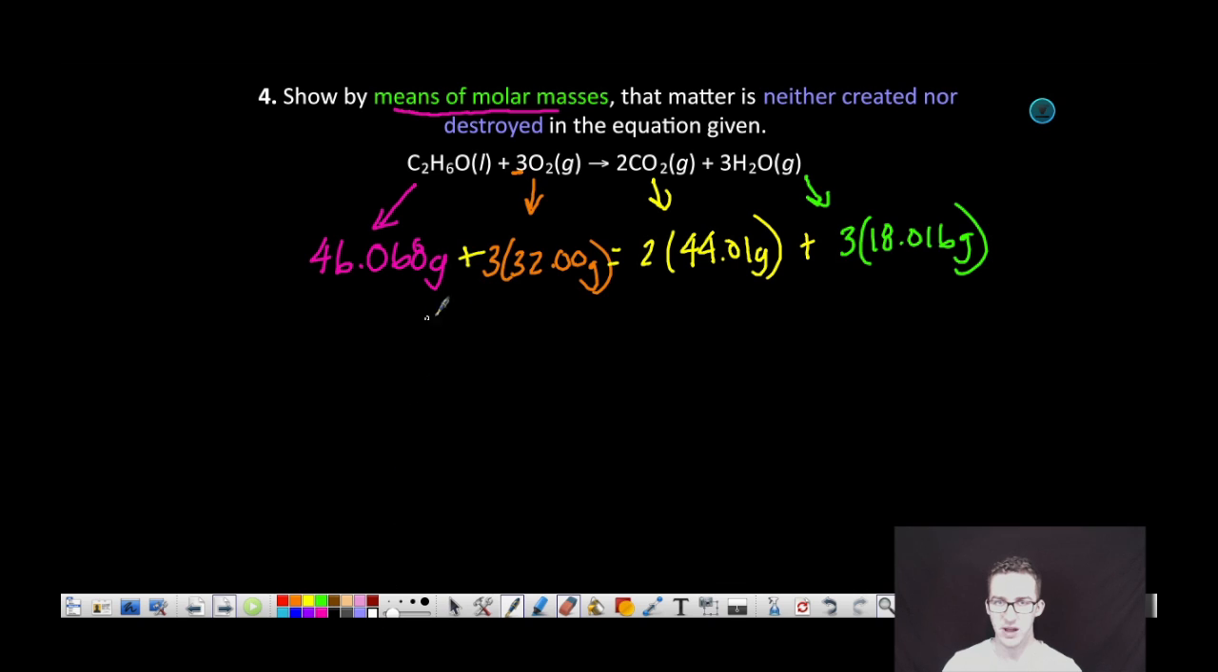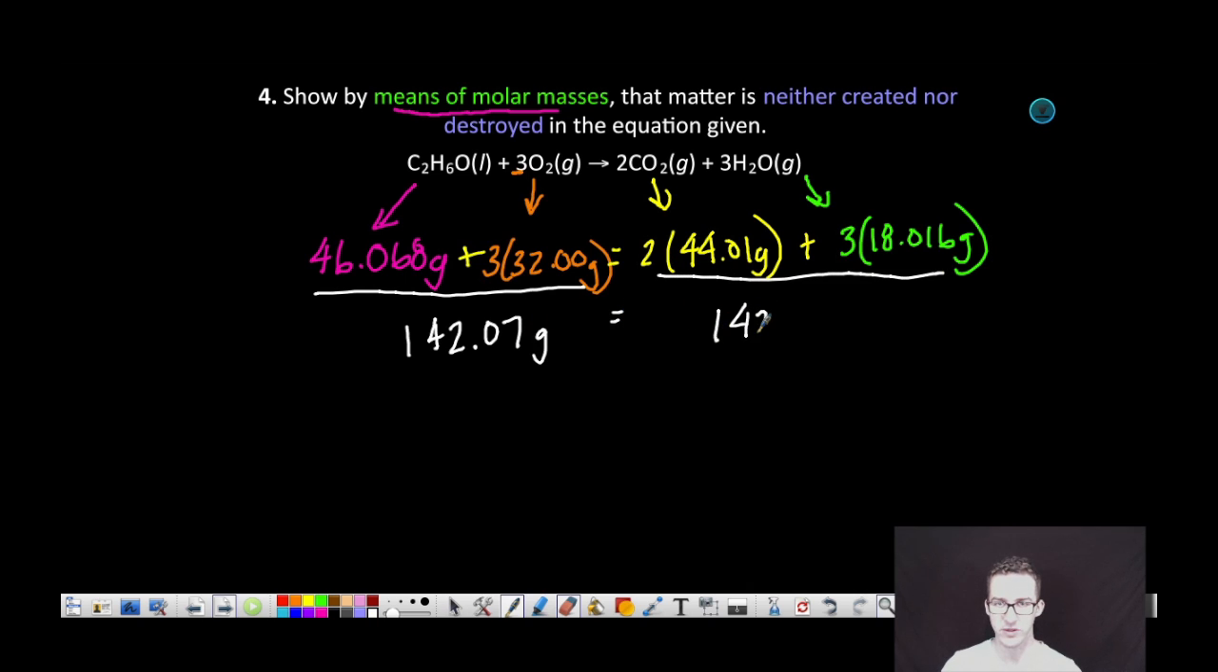If we sum together everything on our reactant side, we should get 142.07 grams. And if you sum everything on the product side, you'll find that we also get 142.07 grams. Boom, law of conservation of mass.